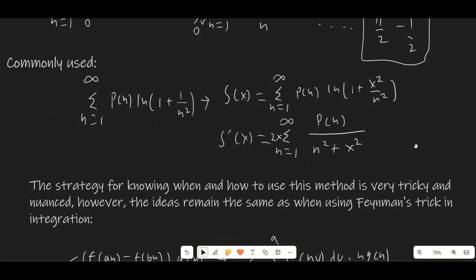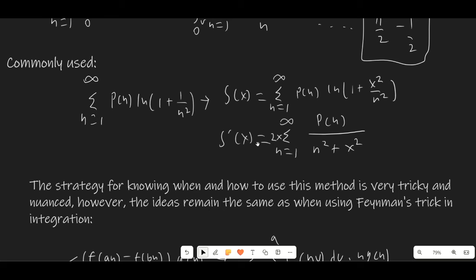So, commonly used tricks right here. If you have some polynomial of n times natural log of 1 plus 1 over n squared, or something similar to that, usually there will also be some other polynomial of n subtracting it. So for example, natural log of 1 plus 1 over n squared times p of n, minus some other polynomial q of n. What we'll do in this situation is we'll get s of x equals the sum from n equals 1 to infinity of p of n times the natural log of 1 plus x squared over n squared.